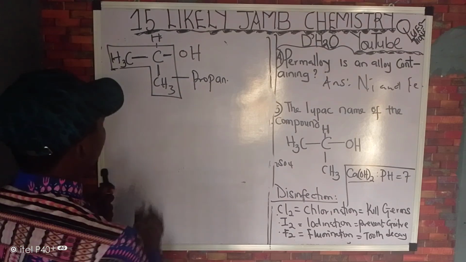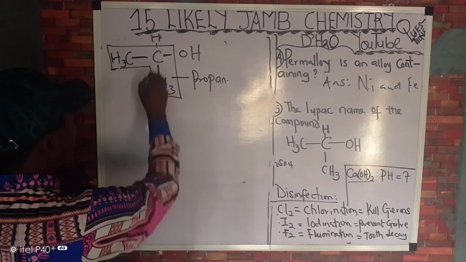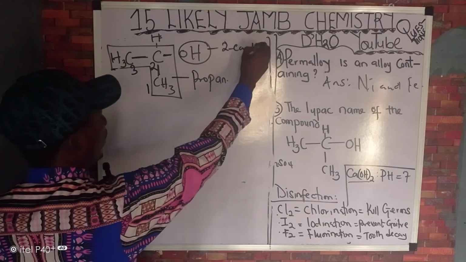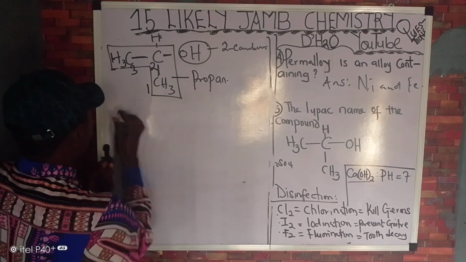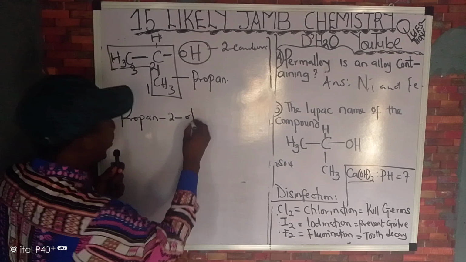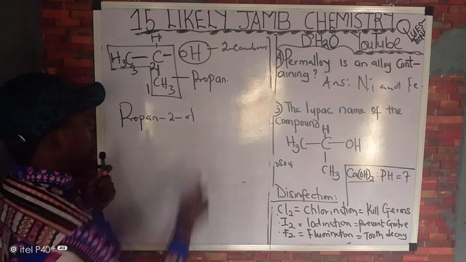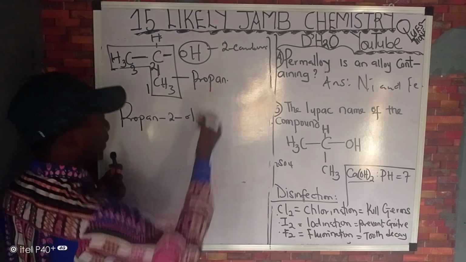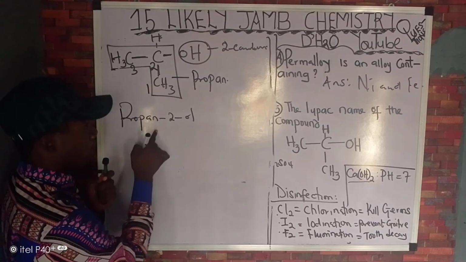Now, if you want to number the carbon atoms, you number from the side close to the functional group, okay? So we start from here, 1, 2, 3. We find out that the OH is on the second carbon. Wow, that's interesting. Now, what's the name of this compound, class? The name of this compound is called Propan-2-ol. Why did I say it's Propan-2-ol? It is called Propan-2-ol because the OH group is at the second carbon. The OH group is at the second carbon. Okay? So that's what we call Propan-2-ol.